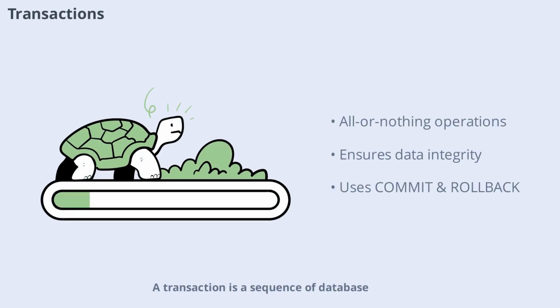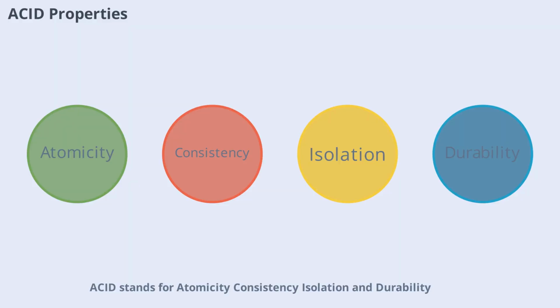Transaction is a sequence of database operations that are treated as a single unit. Transactions ensure that either all operations succeed or none do, maintaining data integrity. This is especially important in scenarios like transferring money between accounts where partial updates could lead to inconsistencies. Transactions are managed using commands like begin, commit, and rollback. ACID stands for atomicity, consistency, isolation, and durability.